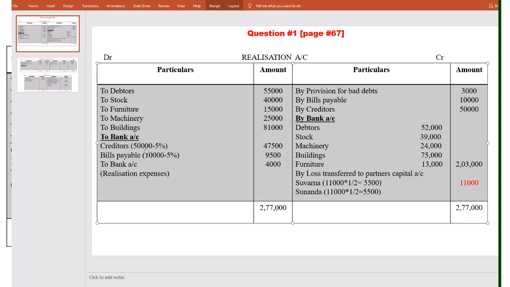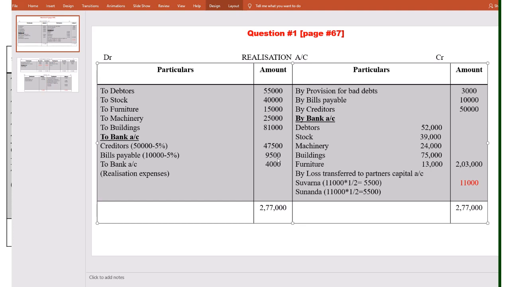For this 50,000 of creditors, calculate 5%. If you calculate 5%, you will get 2,500. So 50,000 minus 2,500, you will get 47,500. In the same way, bills payable is also discounted by 5%. Bills payable value is 10,000. Calculate 5% on this 10,000. You will get 500 rupees. So 10,000 minus 500, you will get 9,500. So that adjustment is done.